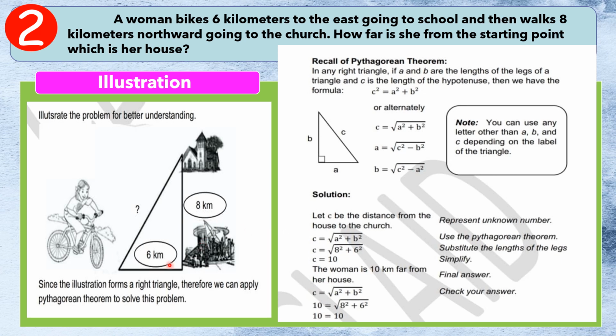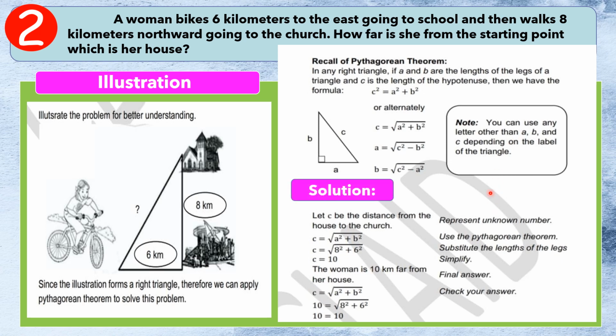So, dito, since walang label, pero kung i-identify natin yung given, 6 kilometers and 8 kilometers are the legs of the right triangle. Legs po yan. And then yung unknown, that is the longest side of the right triangle. So, since it is the longest side of the right triangle, ibig sabihin that is the hypotenuse. So, ang formula na gagamitin natin is ito, yung C. C equals square root of A squared plus B squared.